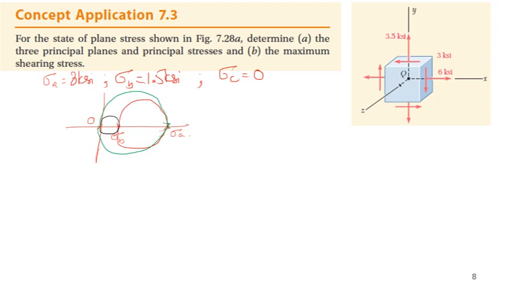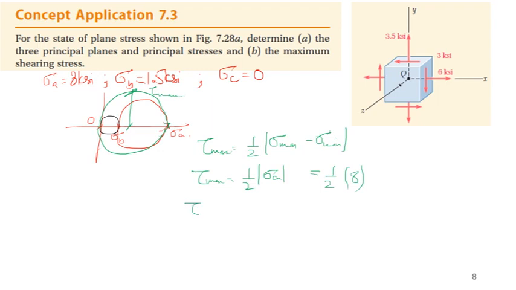Now the maximum shear stress is the radius of this circle, tau max. That is my out of plane shear stress. And we know that out of plane shear stress tau max is half of sigma max minus sigma minimum. So sigma minimum is 0 in this case, and tau max is 1 over 2 sigma A. If you put the value, 1 over 2 multiplied by 8 KSI, so tau max is 4 KSI.